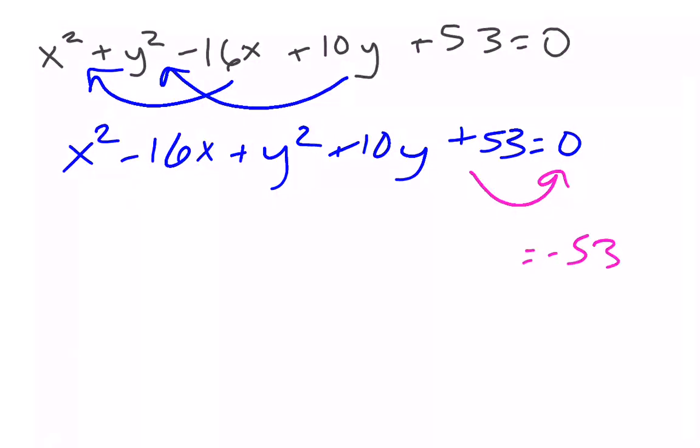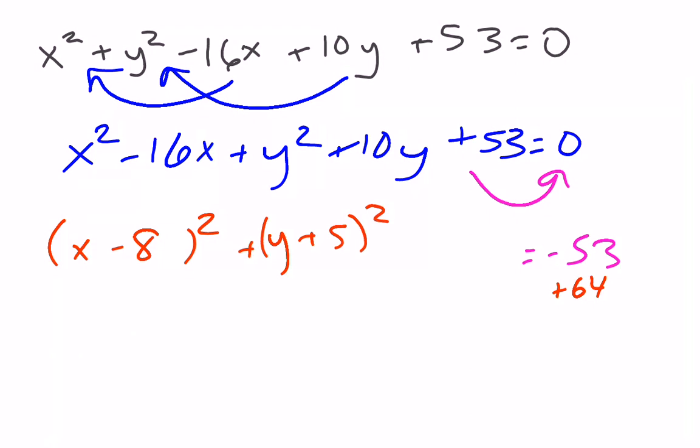Then I'm going to complete the square. To complete the square, I need to divide my b term by 2. So negative 16 divided by 2 is negative 8. I'm really adding a 64 on the left-hand side, so that means I need to add 64 on the right-hand side. My y term is a positive 10. I divide by 2 and get 5. I square that and add it to the right-hand side.